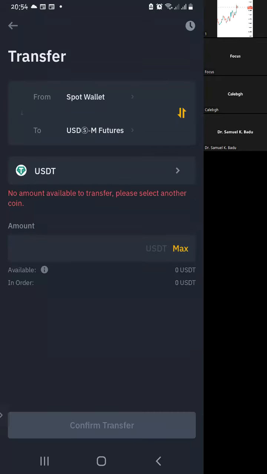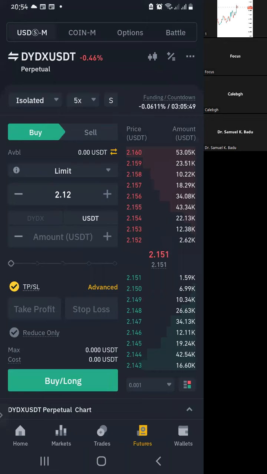All right. So when you come to futures, there are just a few things we need to understand here. But before that, what makes futures different from spot trading? Now, futures trading allows you to trade with money that you don't even have.